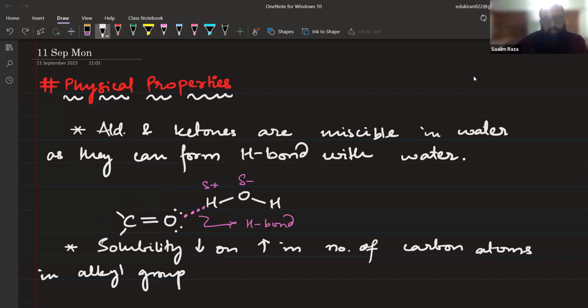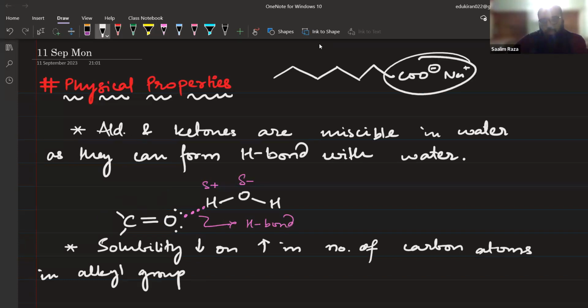If you remember from your 10th standard, soap formation, soap is how? You have a long chain fatty acid and then you have COO negative, Na positive, right? So this particular portion is hydrophilic. This is hydrophobic. Kuch yaad aa raha hai aap log ko? You guys remember? Hai na?